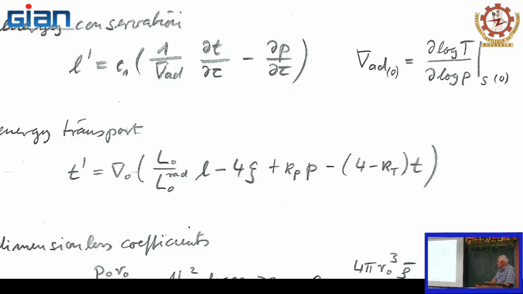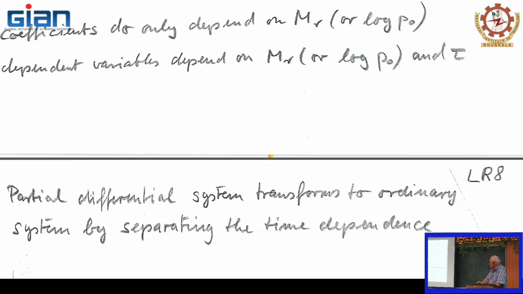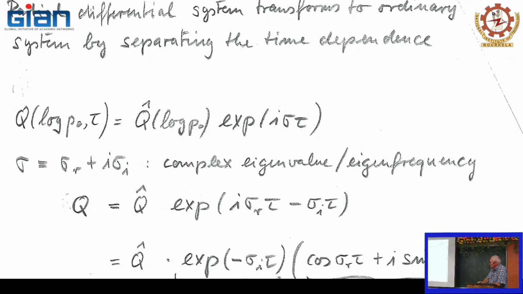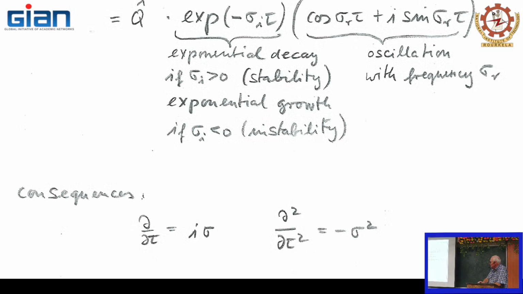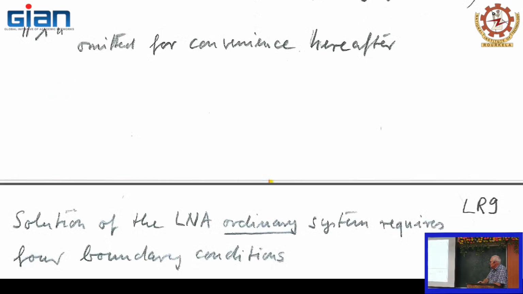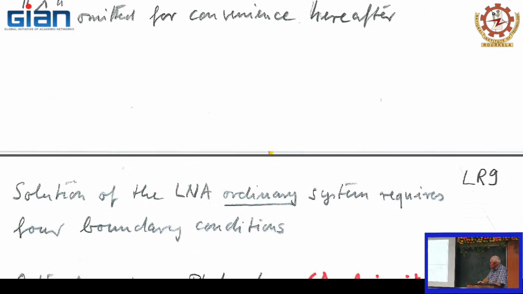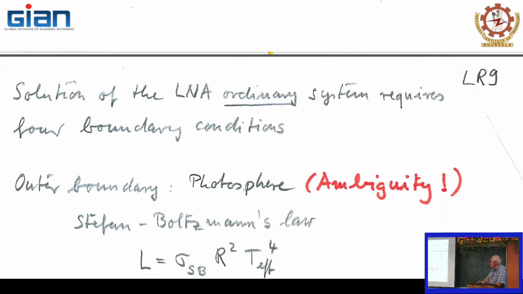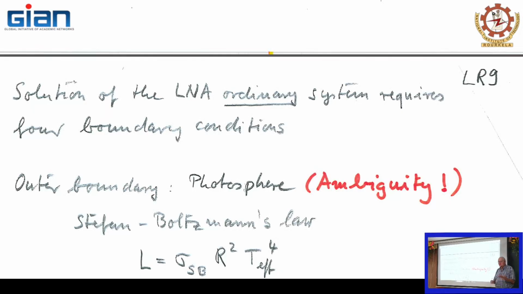For simplicity, in the next slides we will omit the hats denoting the spatial part, because we are now only dealing with the spatial parts of the perturbations. Okay, so the next step has to do with our boundaries. The solution of this LNA problem requires four boundary conditions. We have four equations, so we need to specify four boundary conditions for the ordinary differential equations.